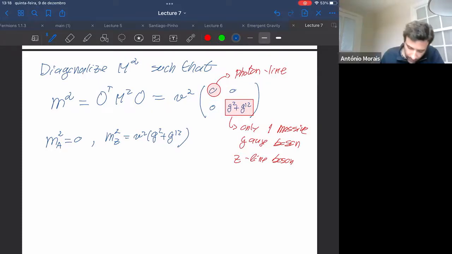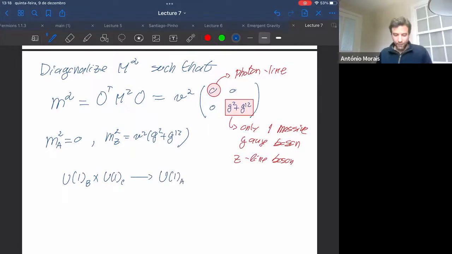And in fact, this translates into saying that our original theory was a U1B cross U1C theory, but we broke down to a remaining U1A. If the standard model was not electroweak, but was this U1 cross U1, this U1A would be the electromagnetism, where we would have a photon, a massless photon.